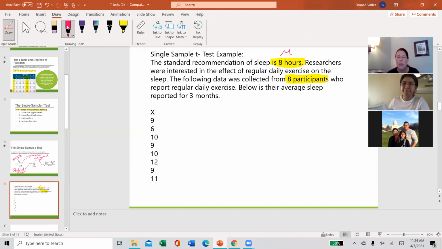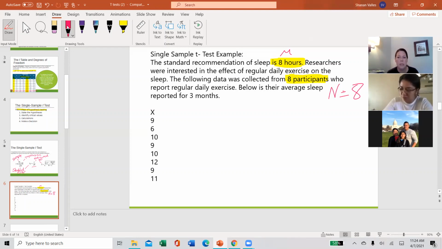Maybe the hardest part of that is sometimes weeding out what is exactly the population average that they're trying to give us. And then here, 8 participants, that's going to be our sample size. Our N is going to be 8.